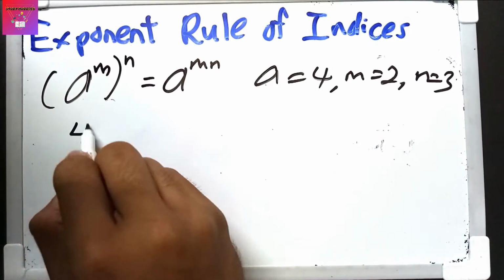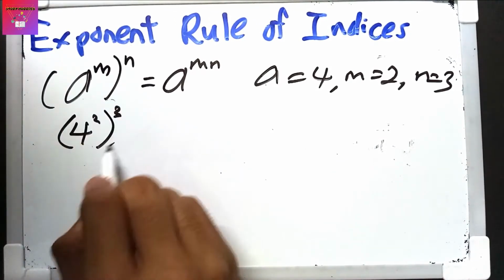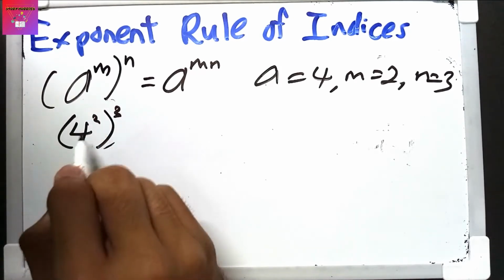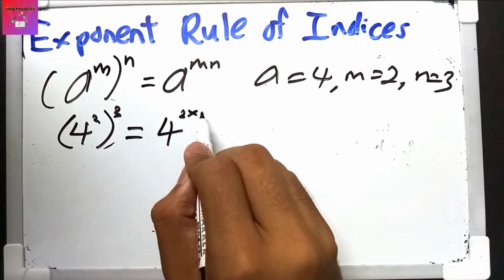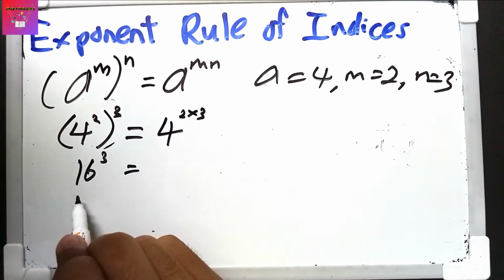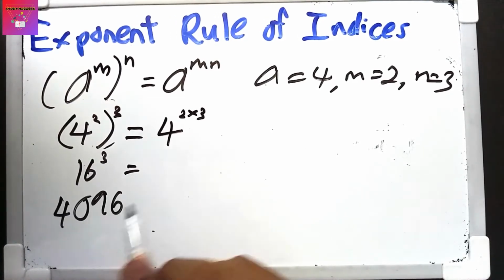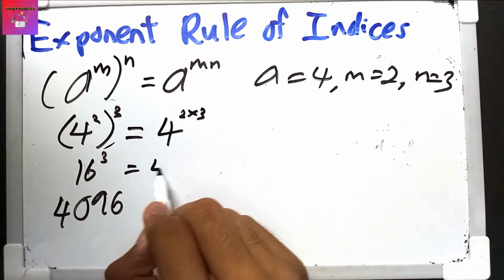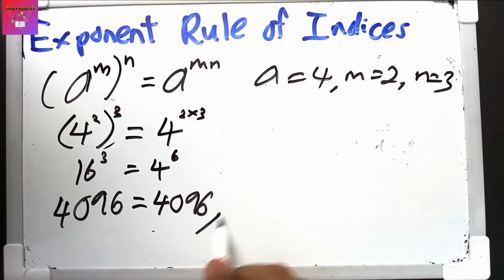So it's 4 squared to the power of 3, which means we are going to raise this whole thing to the power of 3, which is equal to 4 to the power of 2 times 3. So 4 squared is going to be 16 cubed. 16 cubed is going to be 4096, and 4 to the power of 2 times 3 is going to be 4 to the power of 6, which is 4096. Hence proven that this works.